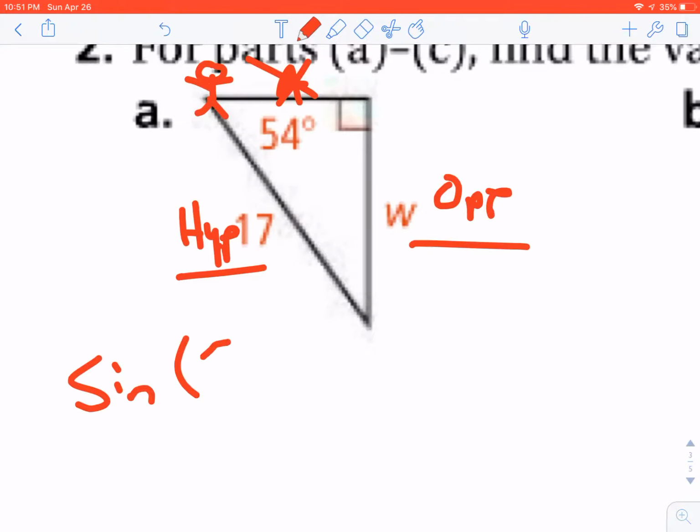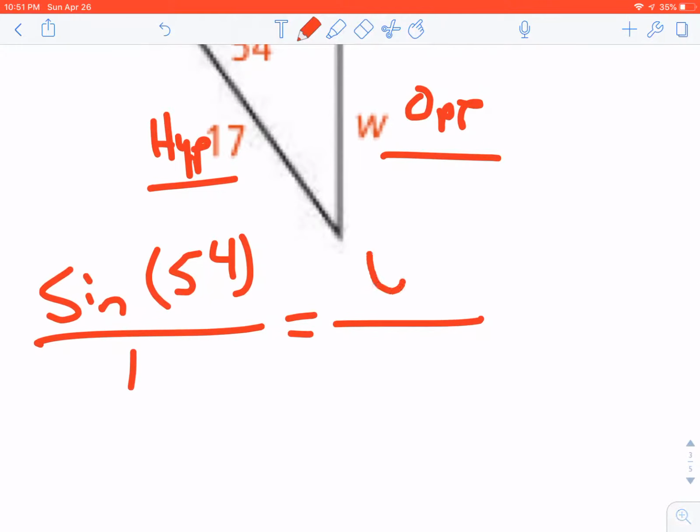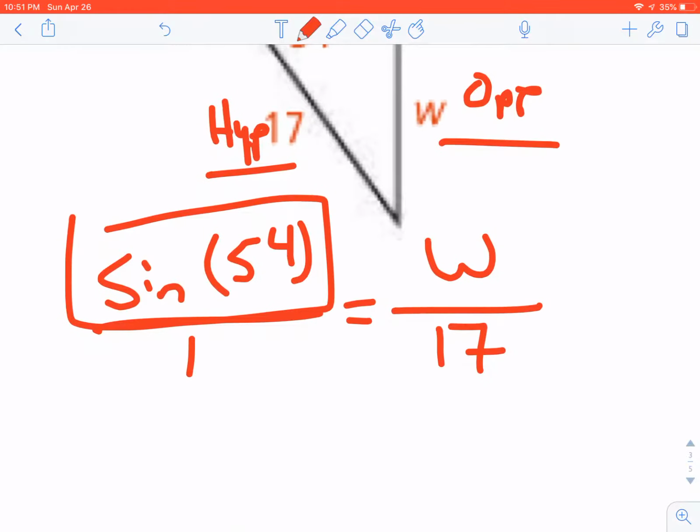So sine of 54 over 1 is equal to, it's spelled SOH, S-O-H. So it's opposite, W, over hypotenuse, which is 17. Okay? Now, to solve this, it's a proportion. This number is an irrational number. It's easier to leave it as sine 54 than it is to write out the irrational decimal.